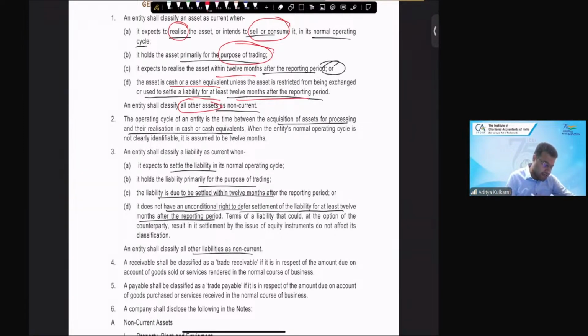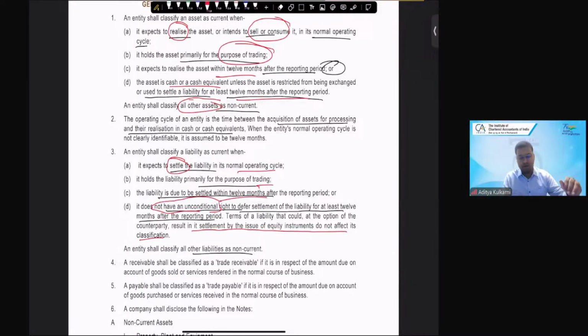Yes, sir. An entity shall classify a liability as current, similar to an asset, if it expects to settle the liability within the operating cycle, or holds the liability primarily for the purpose of trading. This is more from the perspective of the financial instruments chapter. Or the liability is due to be settled within 12 months after the reporting period, or it does not have an unconditional right to defer the settlement of the liability for at least 12 months after the reporting period. Terms of a liability that could, at the option of the counterparty, result in its settlement by issue of equity instruments do not affect its classification.